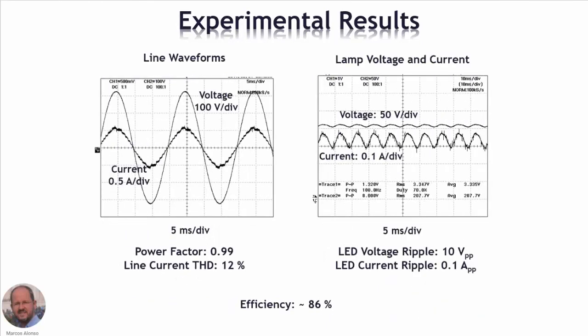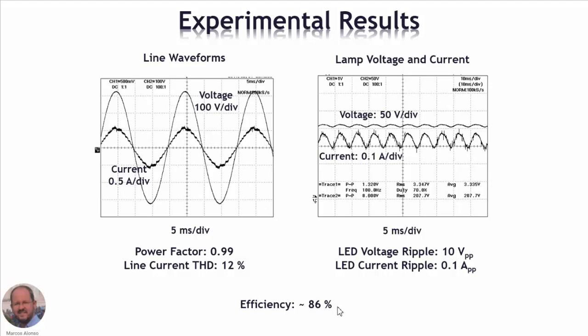And here we can see other waveforms. In this part we have the voltage applied to the LED driver, and this is the current, so we can see that it is quite sinusoidal. The power factor is 0.99 and the total harmonic distortion is 12%. And on this part here we have the lamp voltage and current. This is the voltage, and here we have the current. The voltage ripple is around 10 volts peak to peak, and the current ripple is 0.1 amperes peak to peak. And we have measured for this prototype an efficiency of around 86%.